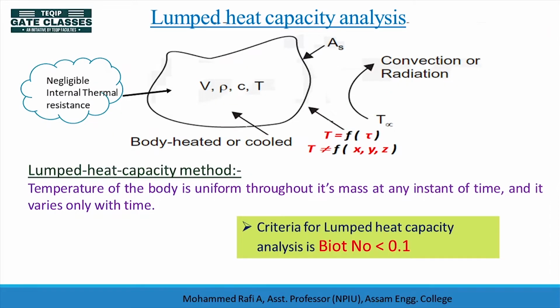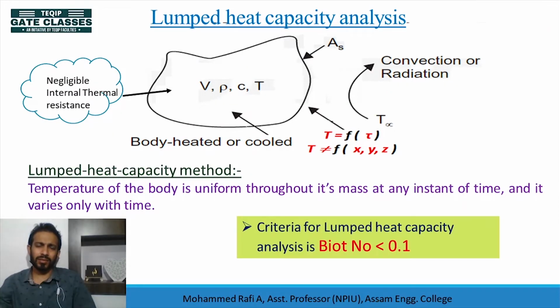Now like I said, I'm just recalling whatever we have discussed in the last class. We are talking about the lumped heat capacity analysis. What is lumped heat capacity analysis? It is when the body has a very low internal conductive resistance. Then the whole body will be attaining the same temperature. There will not be any temperature variation within the body. That is the whole meaning of lumped heat capacity analysis.